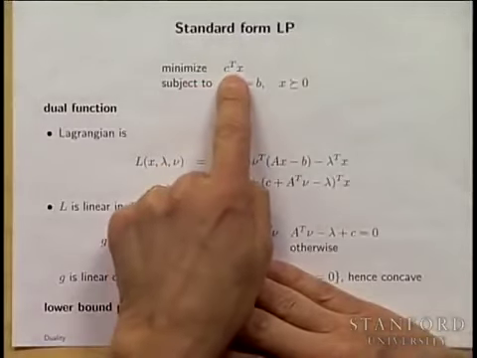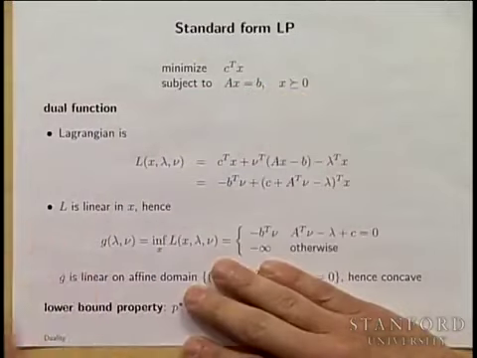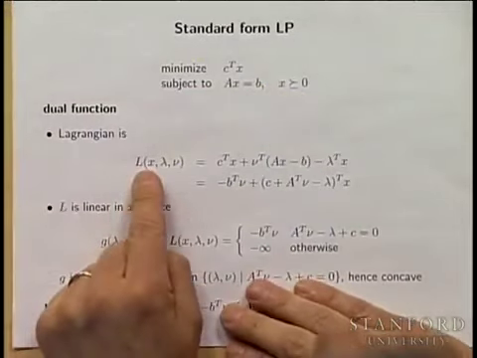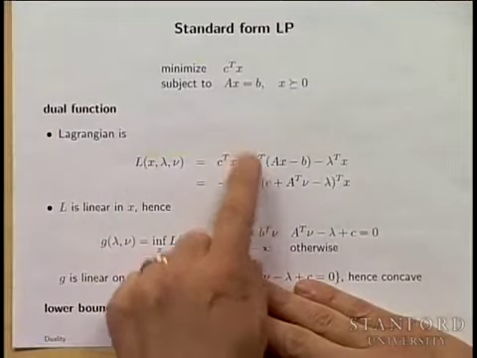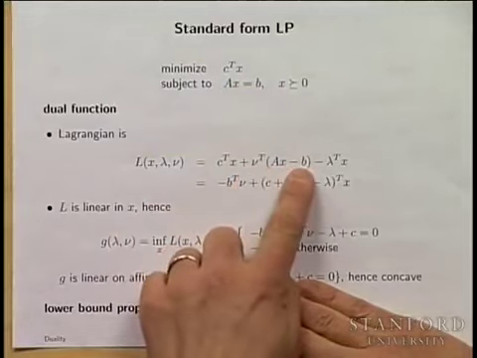So I want to minimize c transpose x subject to Ax equals b, x greater than or equal to 0. Just a standard LP. Okay. The Lagrangian is c transpose x plus, and I'm going to add a Lagrange multiplier for this, nu transpose (Ax minus b).